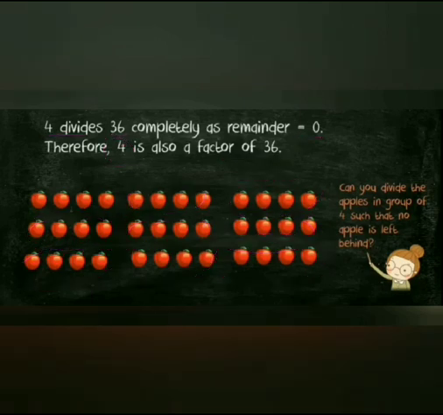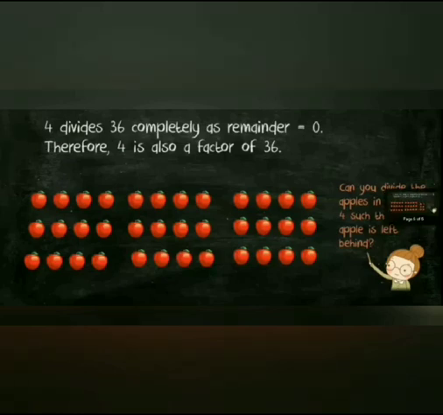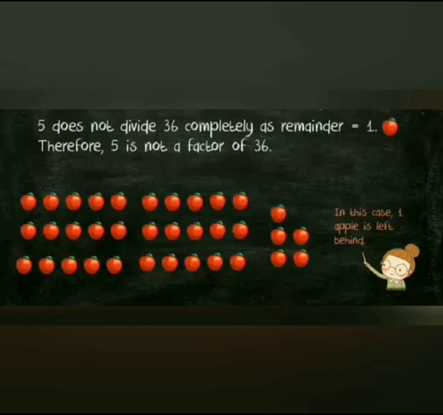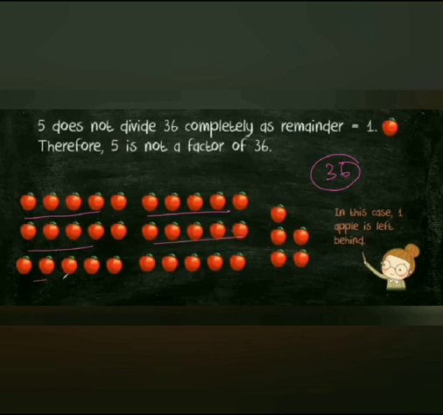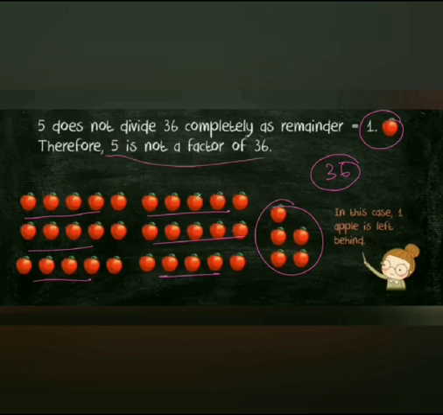Dear children, let's divide these 36 apples in groups of 5. On dividing these 36 apples in groups of 5, we saw that 1, 2, 3, 4, 5, 6, and 7 groups are being formed. Yet there is 1 apple left as a remainder. That means we can say that 5 is not a factor of 36. Hope you have understood what factors are.